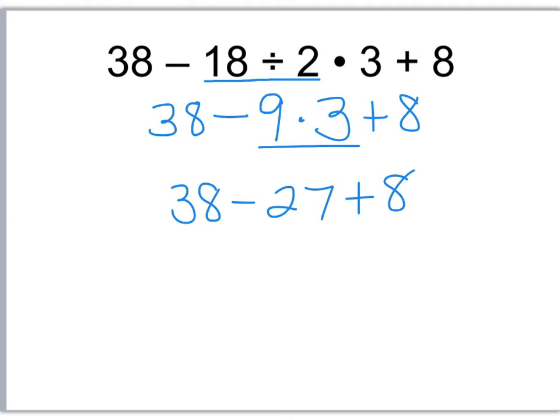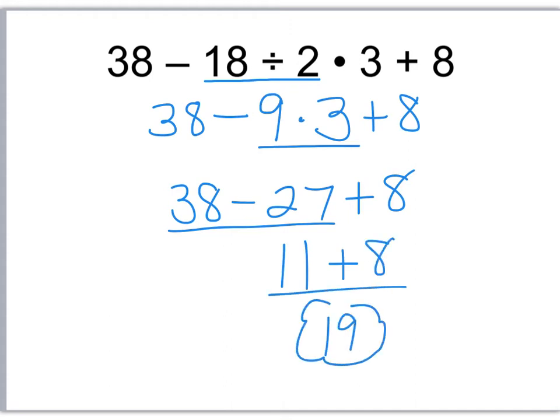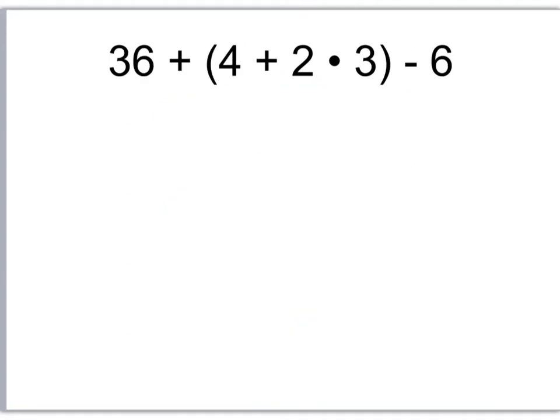And then finally, my addition and subtraction. Again, I'm going to go left to right with that group. We're going to start right here. And 38 minus 27 is 11, plus 8, and then 11 plus 8 is 19. All righty. Okay, I'm going to give you a chance to pause this for a sec and try it on your own.